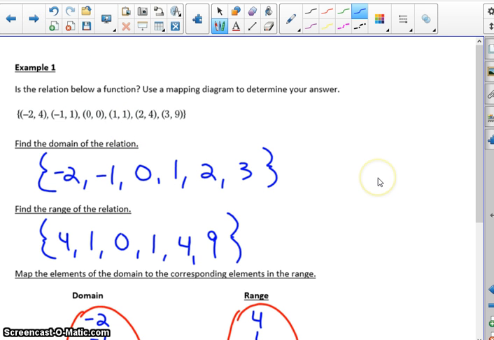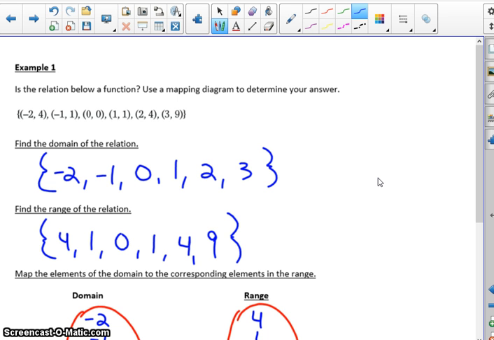So if we look at this relationship here, I have these 6 ordered pairs. I have -2, 4, -1, 1, 0, 0, 1, 1, 2, 4, and 3, 9. So the question is, is this relationship a function? I can determine if it's a function by looking at the domain and the range.